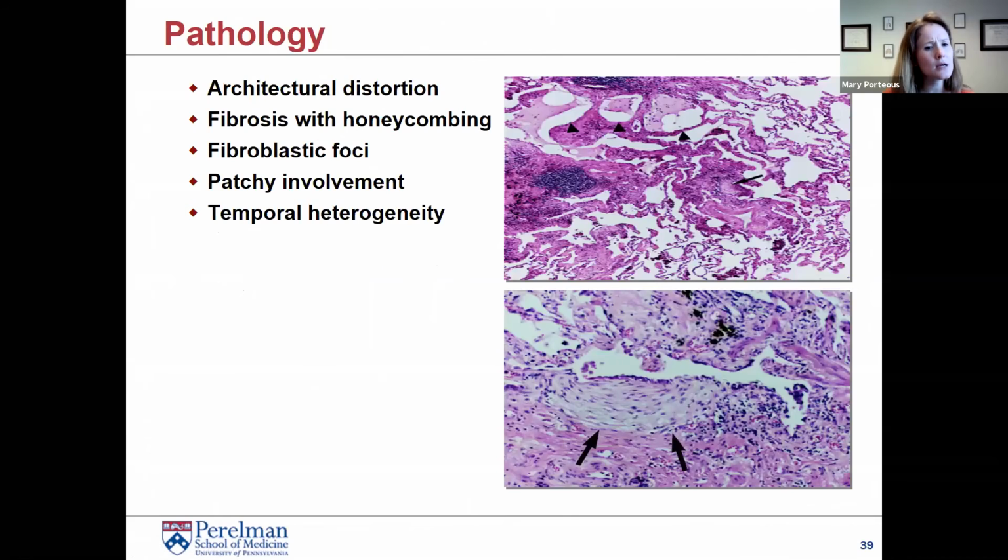And what are you going to see? Some architectural distortion, some fibrosis with honeycombing. You're going to see some fibroblastic foci. You're going to have patchy and temporal heterogeneity, where there'll be areas of diseased lung next to areas of undamaged lung.